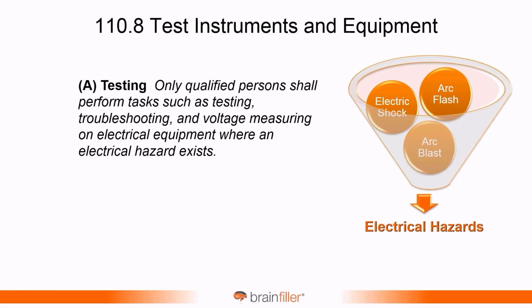It was a massive arc flash. And due to the burn injury that he sustained from the arc flash, not just the shock that was there, performing voltage measurements, he died. It was about a week later. So yeah, this is to emphasize or put a greater emphasis that there's more than just the shock hazard. And so what the text looks like: only qualified persons shall perform tasks such as testing, troubleshooting, and voltage measuring on electrical equipment where an electrical hazard exists.